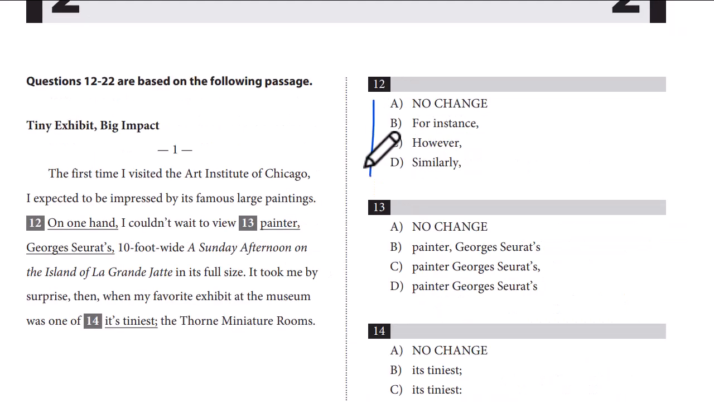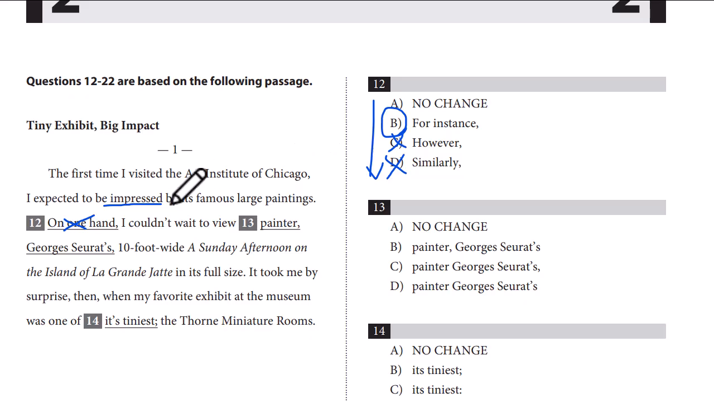Number 12, this looks like a transition question, doing a vertical scan of the answer choices. The first time I visited the Art Institute of Chicago, I expected to be impressed by its famous large paintings. On the one hand, I couldn't wait to view painter George Seurat's 10-foot wide A Sunday Afternoon on the Island of La Grande Jatte. Okay, so that is maybe a particular painting the author here is impressed by. So it's not going to be on the one hand. The idea is not contrasting. It's not however, it's not contrasting, and it's not similar. It's an example, for instance.